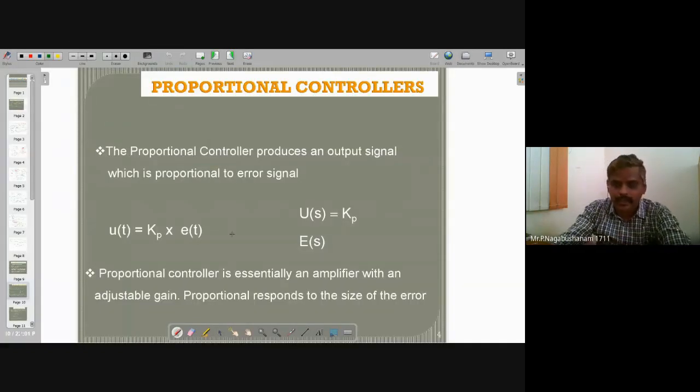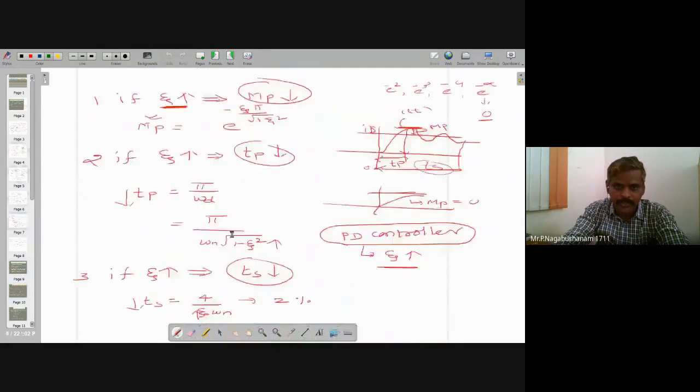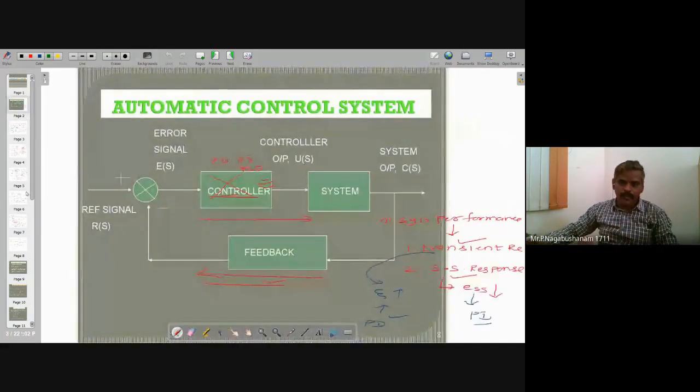Yes. In the last class, we discussed the controller: what is the meaning of controller, what is the advantage, or why we go for the controller. So, controller means one external device which can be introduced in the forward path or feedback path in order to change the system performance, or in order to get improved performance.